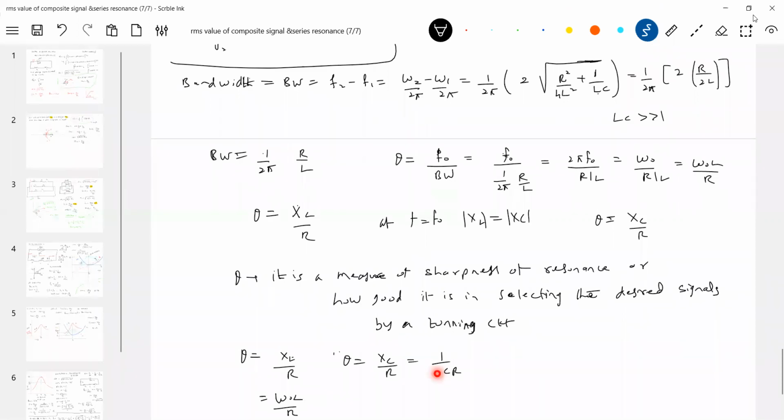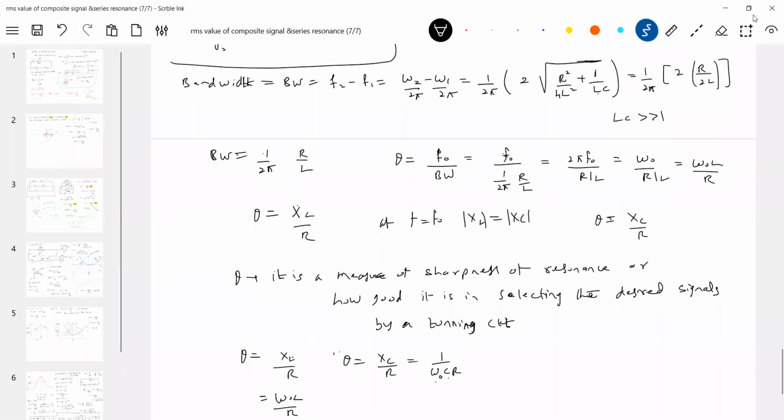See, I don't adjust omega naught because omega naught and C are fixed here. I can't change C and omega naught. If you vary C, omega naught will change. So therefore, how to eliminate the disturbance? By varying R. By decreasing R, the Q will increase, the sharpness will increase. So like this, the method is brought in the communication circuits here.